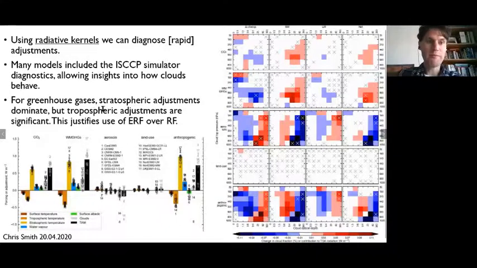And what we find is that for greenhouse gas, and obviously CO2, which is a subset of greenhouse gas forcing, the stratospheric temperature is the largest adjustment to the total. So total's in black and the stratospheric temperature is in yellow. This implies that the traditional method of radiative forcing, which was just accounting for the stratospheric adjustment, is a good approximation of the total when we're talking about greenhouse gas forcings.